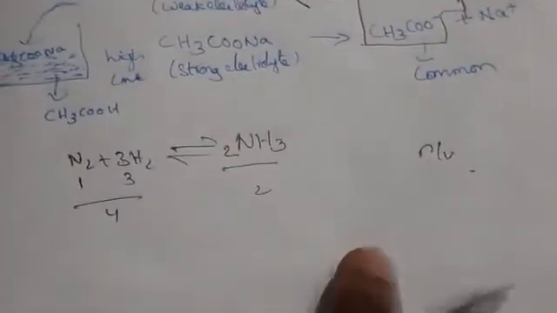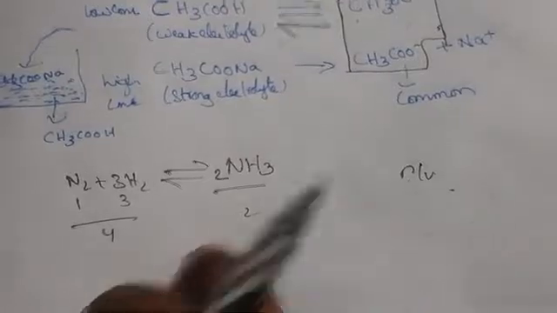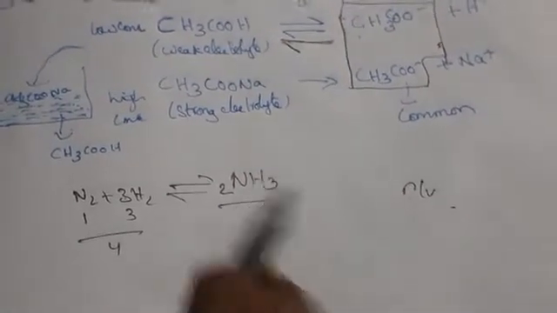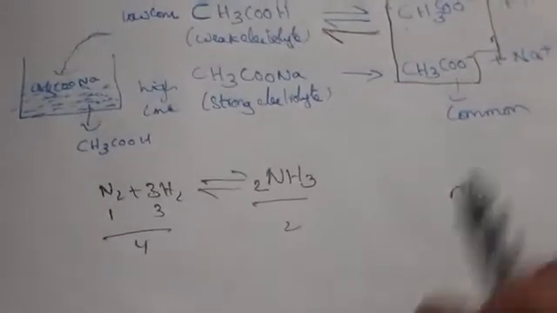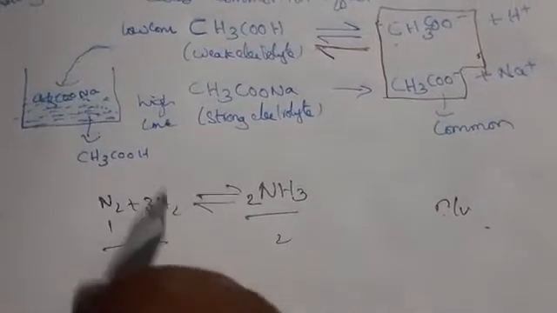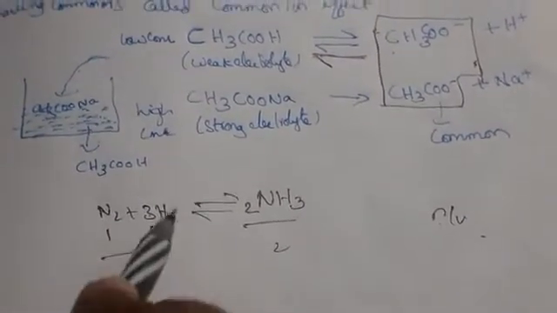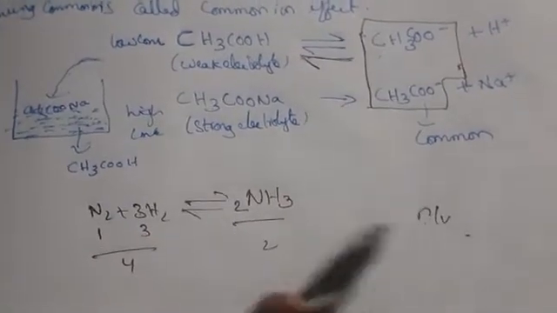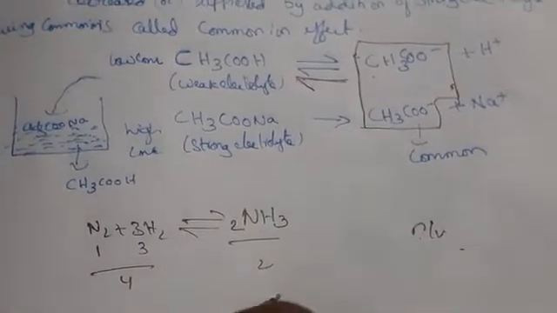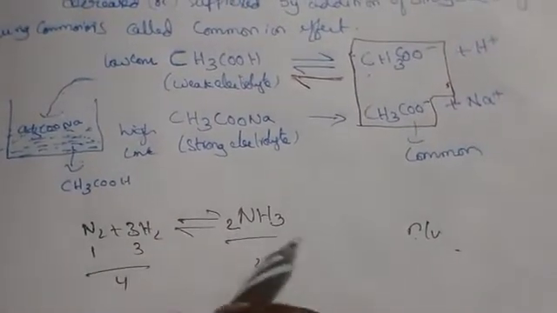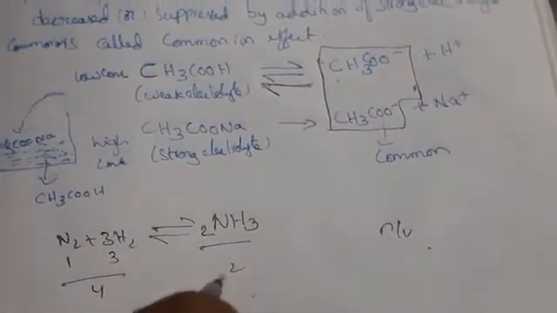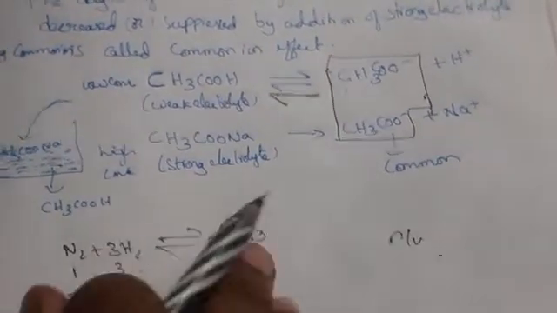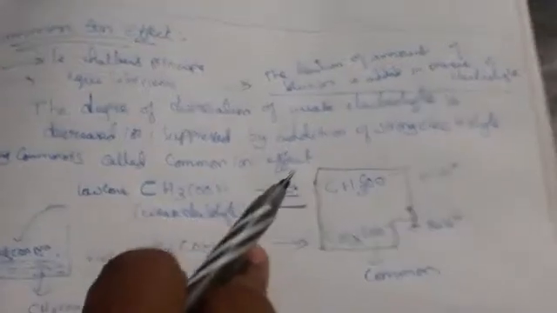If you compare these two, there are more reactants on one side and fewer on the other. To get more, we have to add more moles. Here the concentration is decreasing, and here it is increasing; the side with more moles has more concentration, and the side with fewer moles has less. So the equilibrium shifts towards the backside, the left side. The same thing happens in acetic acid also.